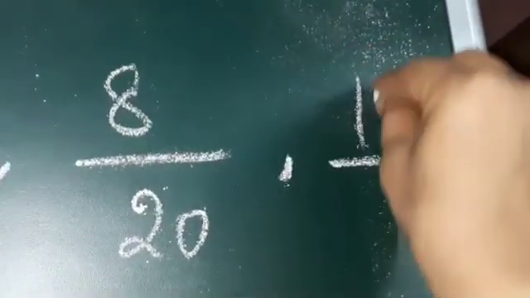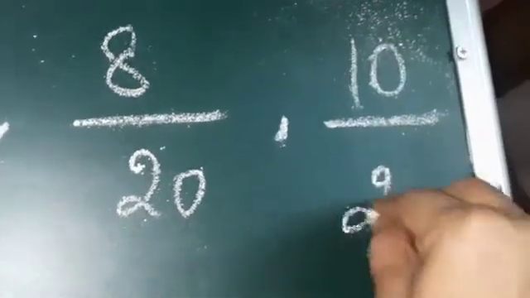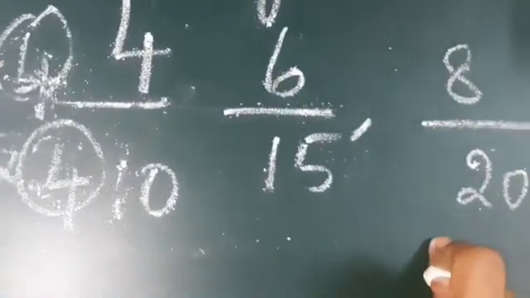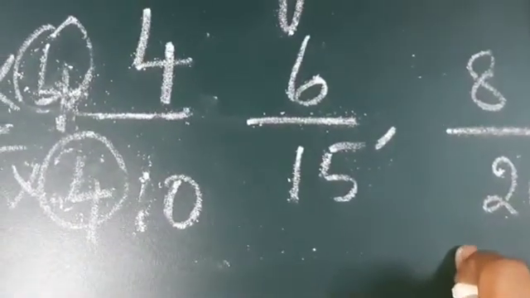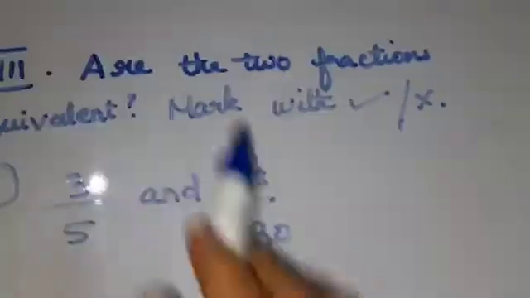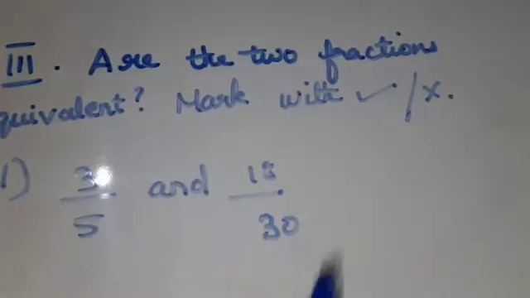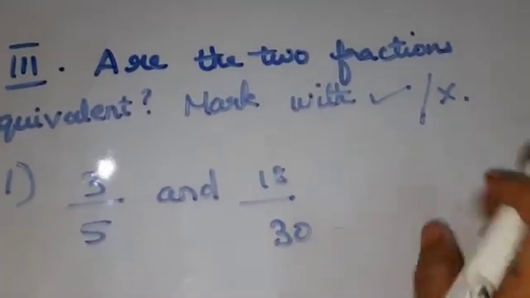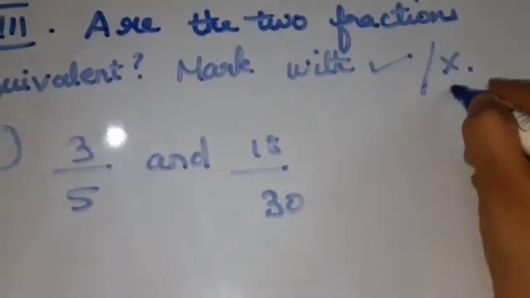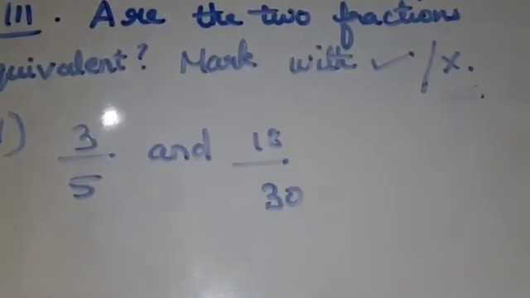So the next pattern will be of 10 by 25. In the same method, you're going to solve the next two problems, students. Now let's solve third main. Are the two fractions equivalent? Mark with tick if it is equal, or mark with wrong symbol if it is not equivalent.